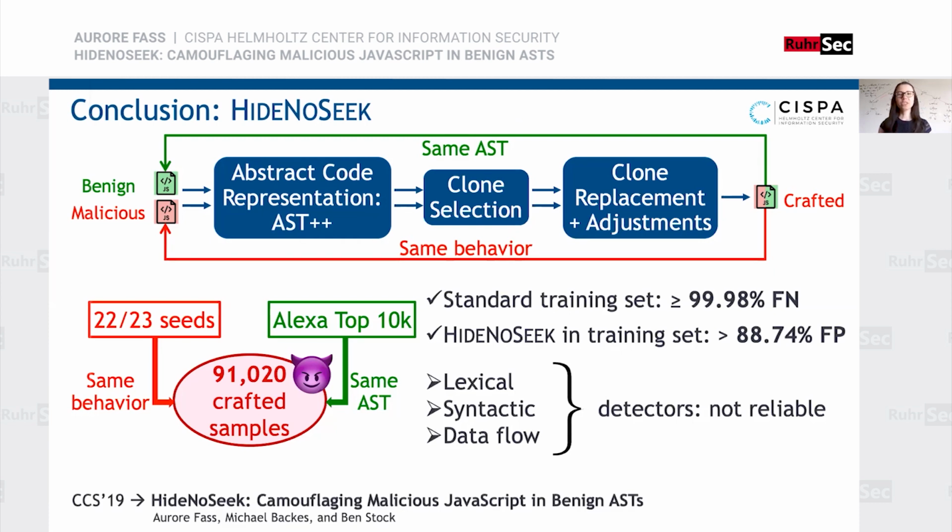HideNoSeek is part of a research project we conducted here at CISPA, so you can find more information in our CCS paper. Also, we decided to make HideNoSeek source code partially available, and on my GitHub account, you can find our abstract code representation, meaning the AST enhanced with control and data flow information, and also our clone detection module. For ethical reasons, obviously, we chose not to publish the actual attack, so the clone selection, the clone replacement, and the adjustments at the end. In addition, the different detectors we evaluated against HideNoSeek as well as our reimplementations are on my GitHub account.